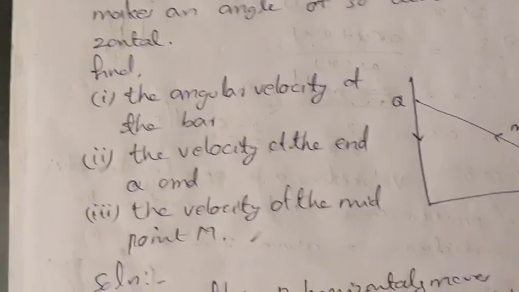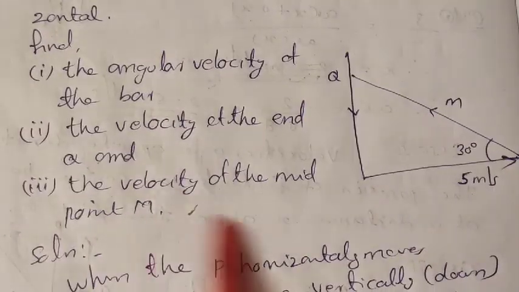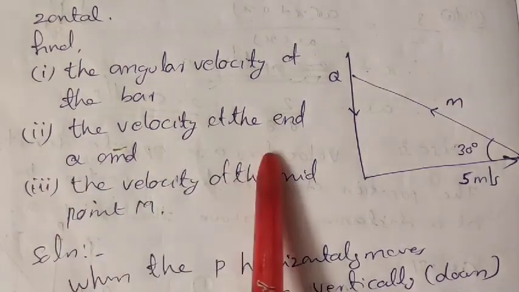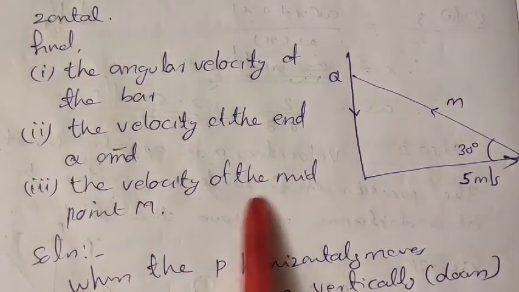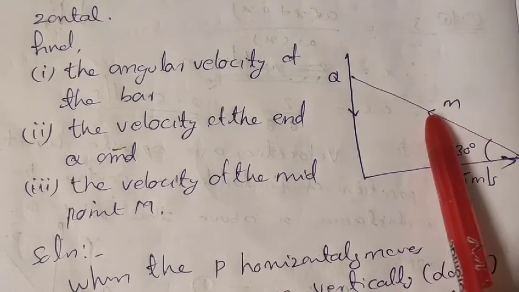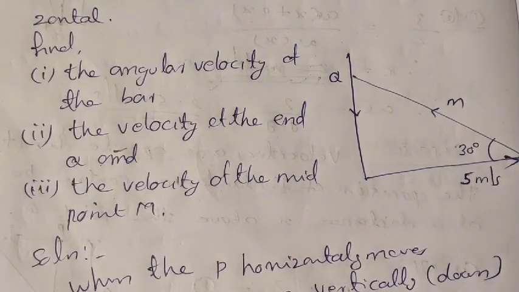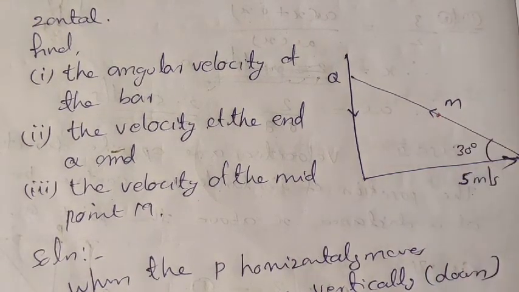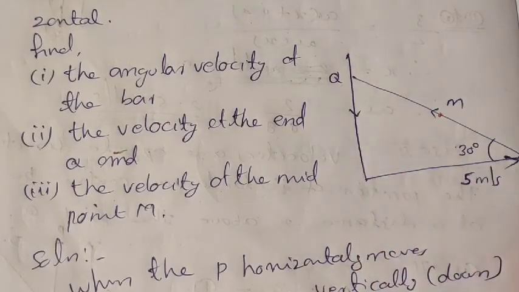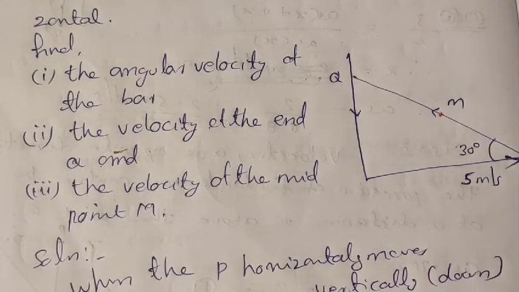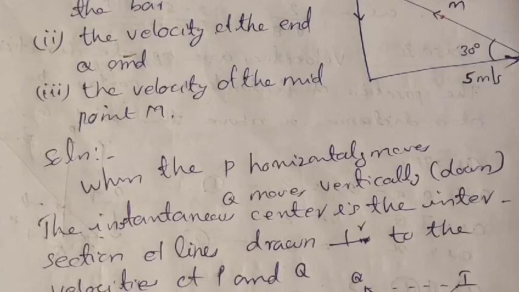Now find the angular velocity of the bar, the velocity of the end Q, and the velocity of the midpoint M. This is the midpoint M. This total length is 1 meter. Then we can come to the solutions.